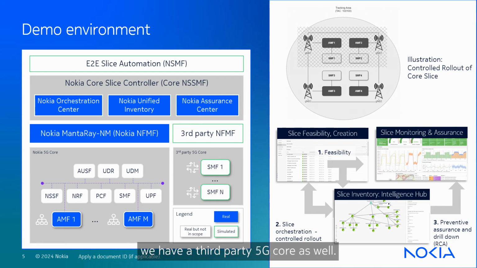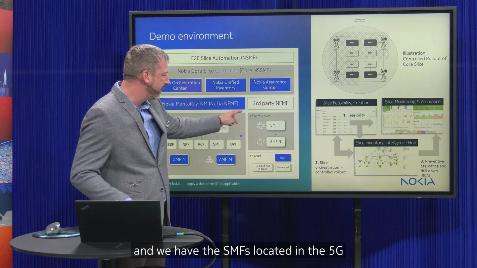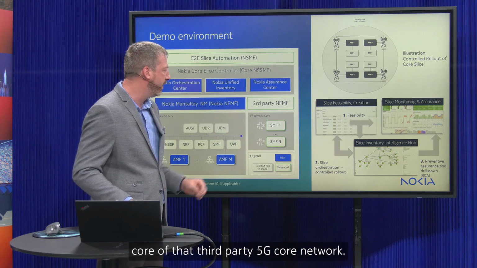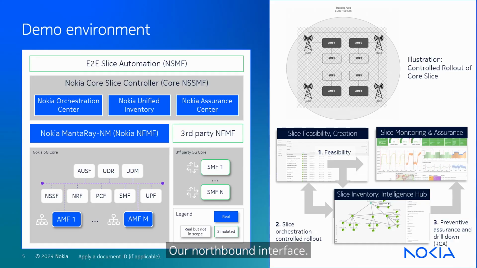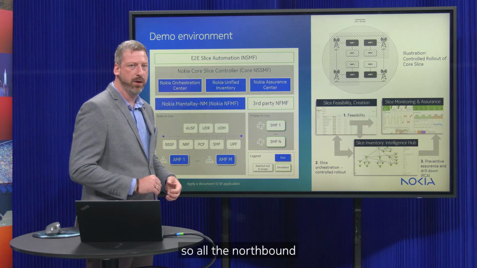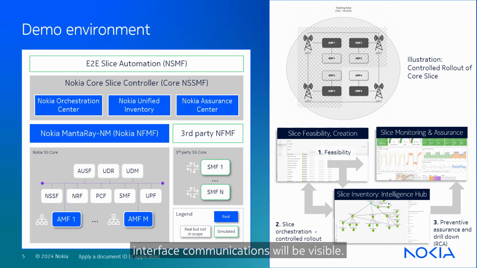We have a third-party 5G core as well. It is, for obvious reasons, simulated, but we have an NFMF solution from the third-party vendor, and we have the SMFs located in the 5G core of that third-party network. Our northbound interface, the NSMF, is now simulated, so we are not using our digital operations-based solution, because we are concentrating only on the core and SSMF. All the northbound interface communications will be visible in our user interfaces, and you can even follow what's happening in the background.